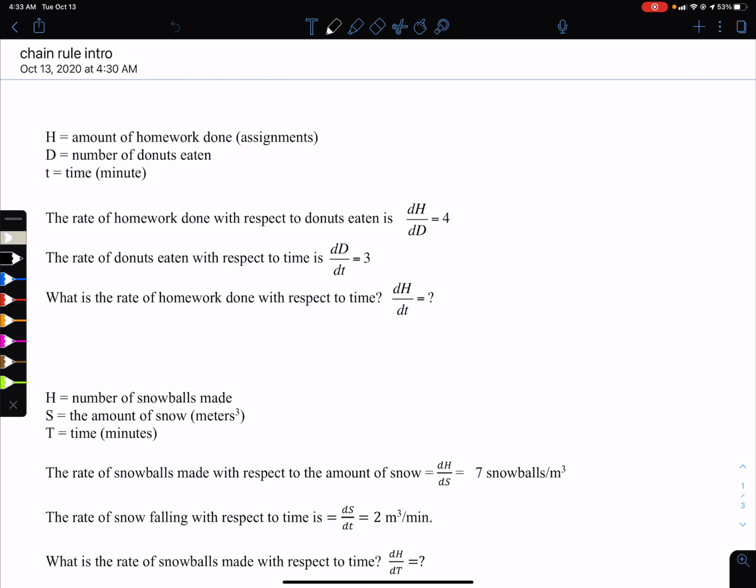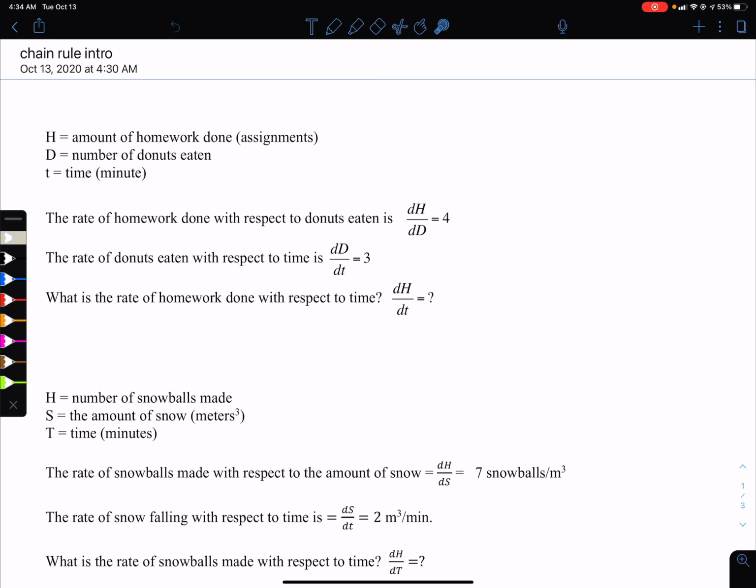This is section 3.7. This will be the first video we do on the chain rule. To give you a feel for the chain rule, I have a couple of examples here. The first one: H represents the amount of homework that you've done, D is the number of donuts you've eaten, and T represents time. As we saw in chapter 3.6, we saw derivatives as a rate.